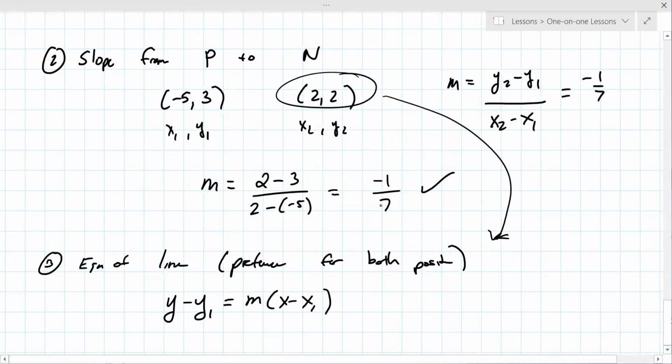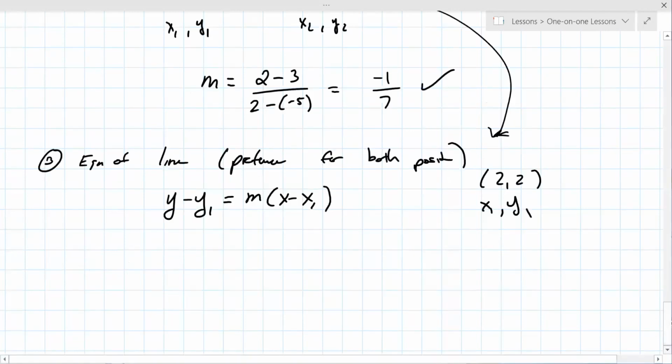You have the slope, you have your point. It doesn't matter that x1 and y1 was negative 5, 3 here. You can reassign it. You can say, okay, I'm using this point 2 comma 2. That's my x1 and my y1. So it would be y minus 2 equals negative 1/7 times x minus 2. Perfect. Yeah. And you're done. You don't have to do anything else from here. Sometimes there's this feeling like, oh, I need to do something.